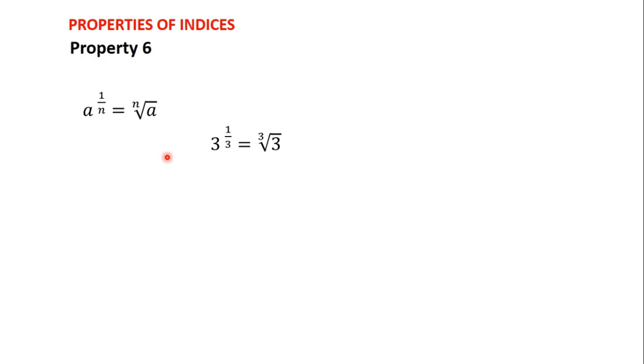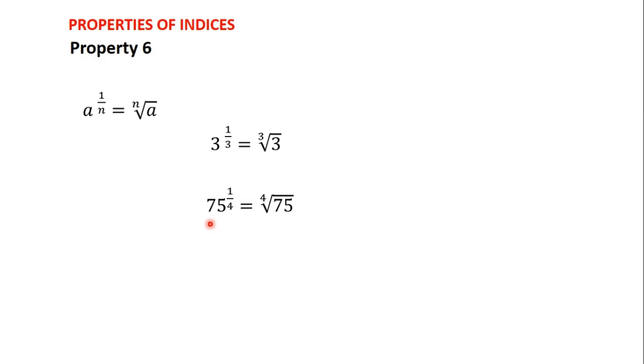For example, if you have 3 exponent 1 over 3, it is equal to the third root of 3. And this is how you write the third root of 3. You write 3 as a small number here, then you write the root sign and you write the number here, which is 3, under it. So the third root of 3, this is how you write it.